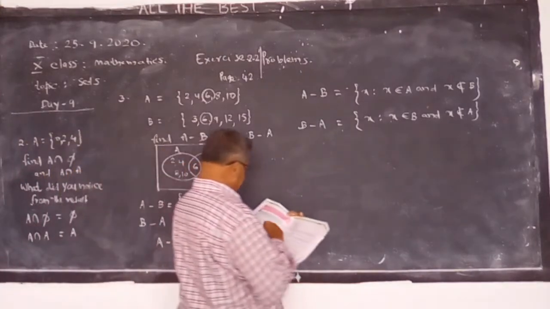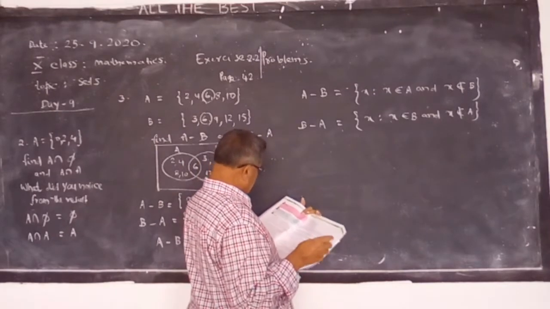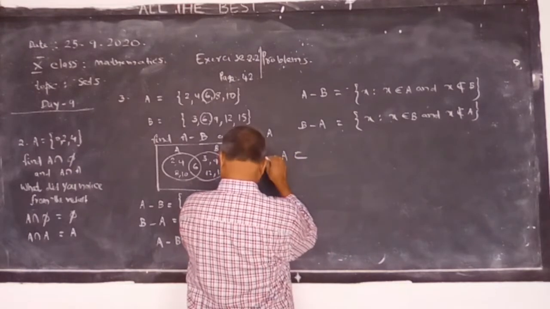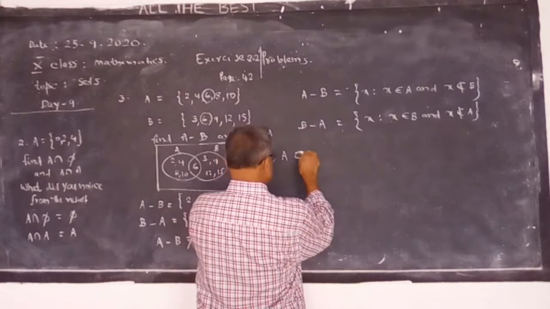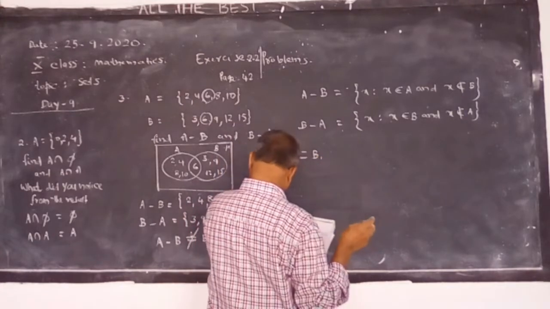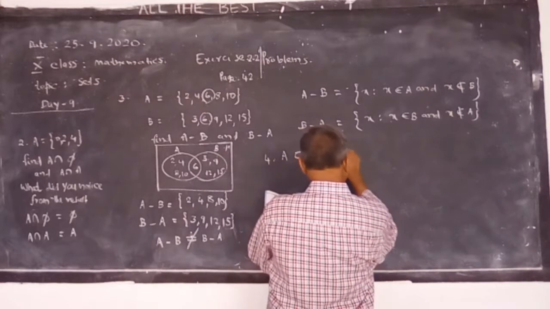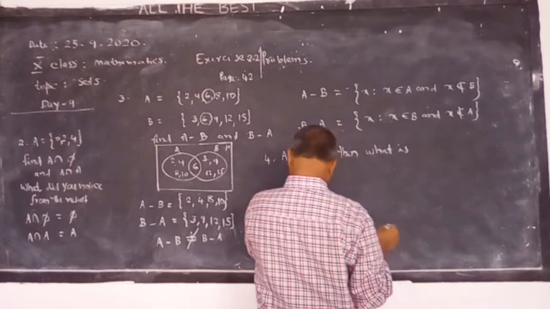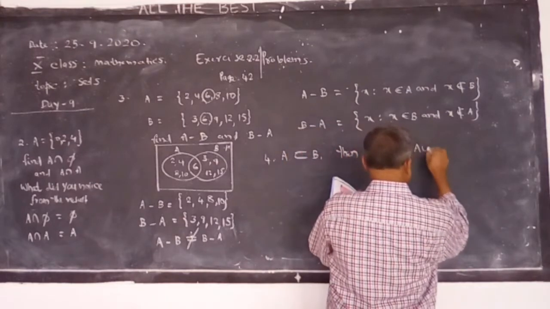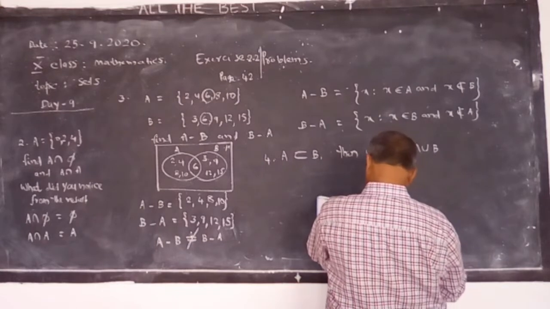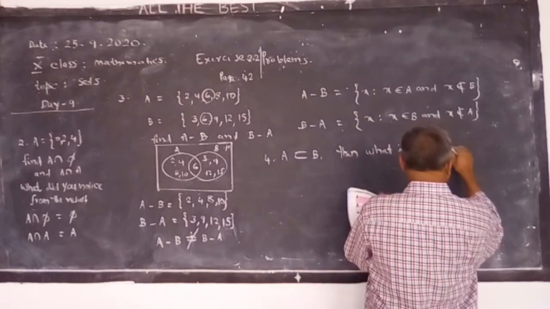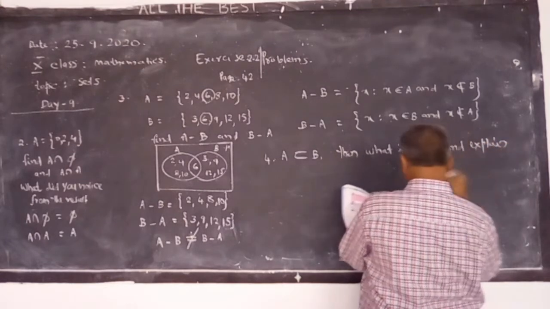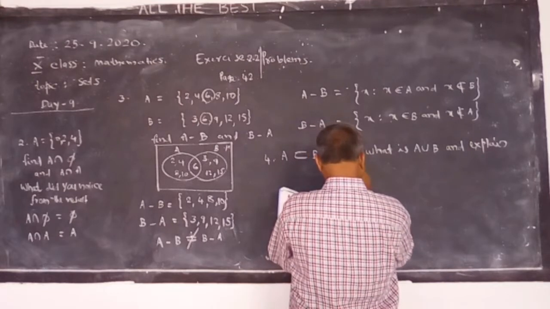Next, the fourth. A and B are two sets such that A is a subset of B. Then what is A union B? And explain by giving an example.